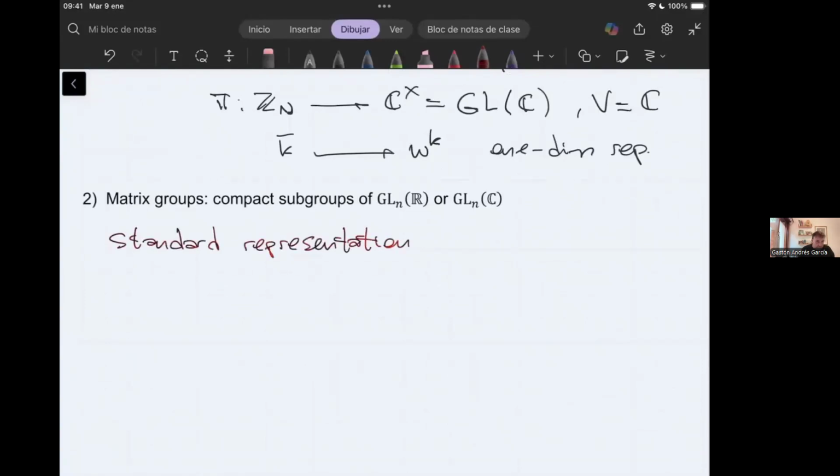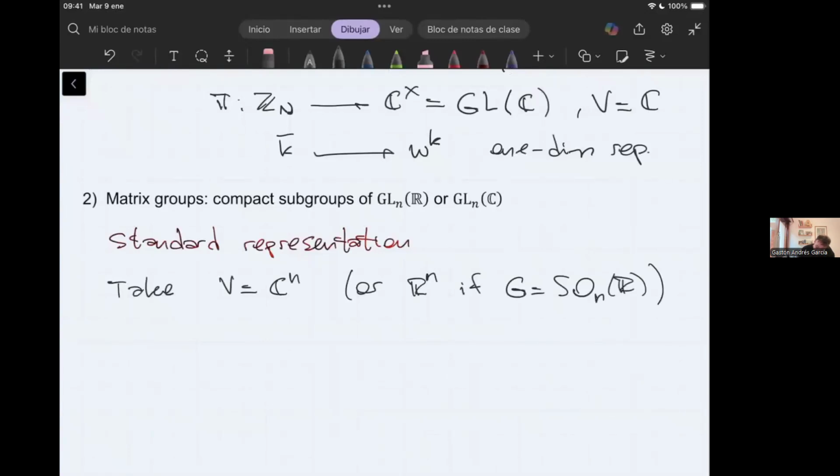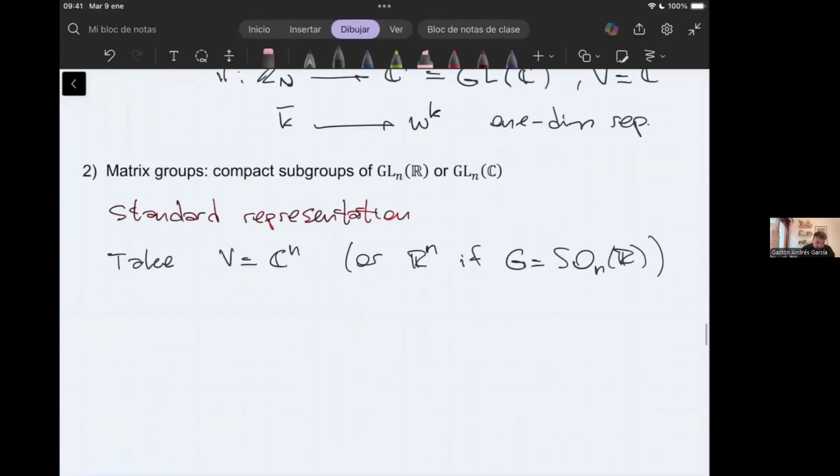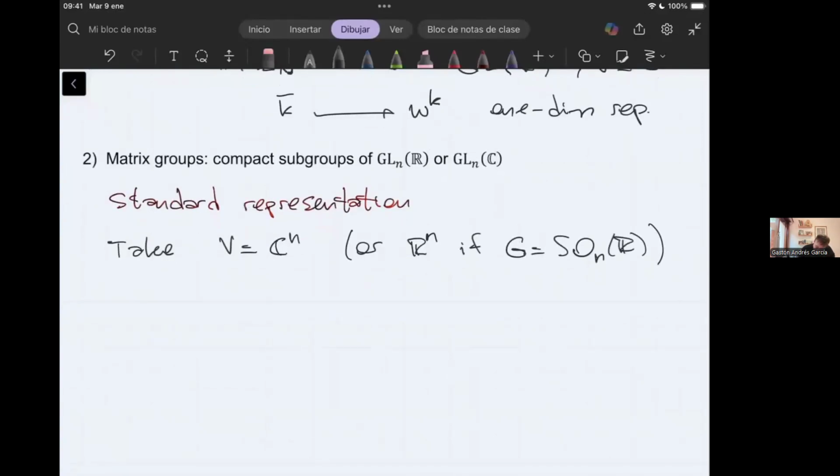So for the standard representation, we take the vector space to be C^n, or R^n if we are talking about the group, as I told you before, SO(n, R). And the standard representation is given just by matrix multiplication.